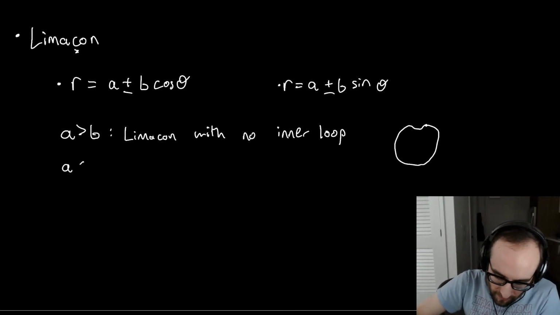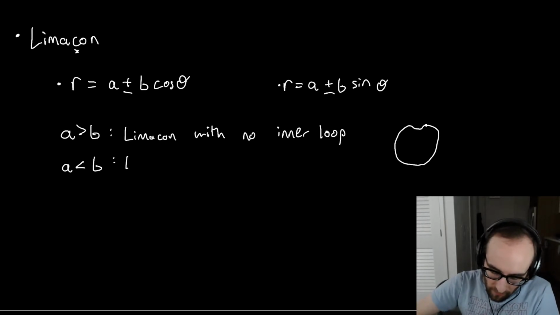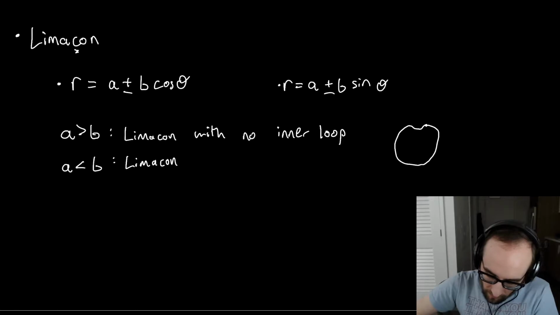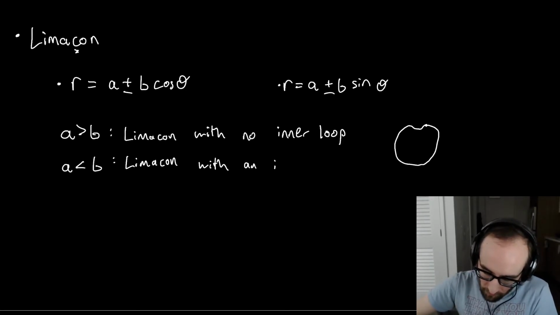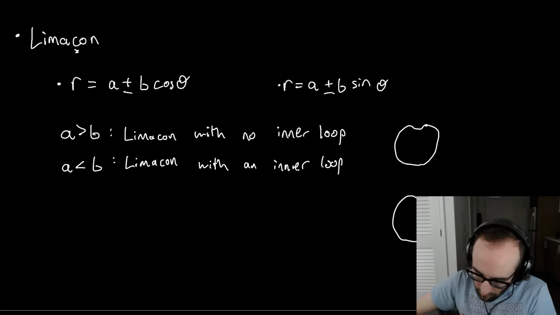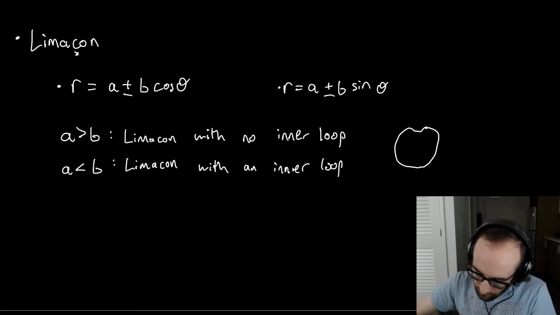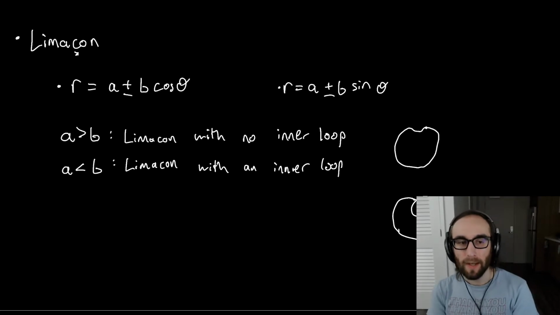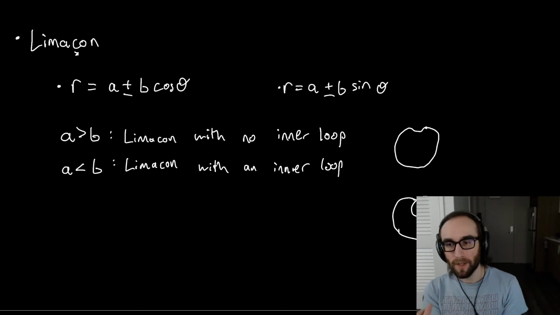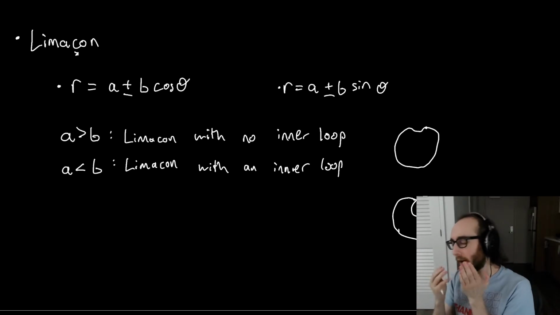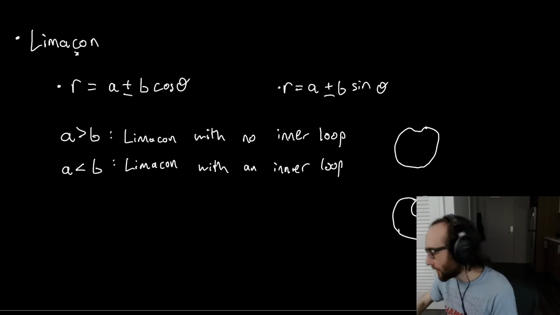If a is less than b, then we end up with a limacon with an inner loop. And as we saw, that looks like, and we have that circle shape. It almost looks like a cardioid, but it actually loops on the inside and then comes back out. So limacon with an inner loop if a is less than b. Okay, so if a and b are different values, we end up with a limacon, and then depending on which one is larger, we either have that inner loop or we just have a small indentation with no inner loop.